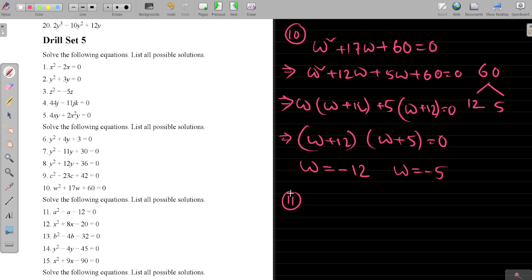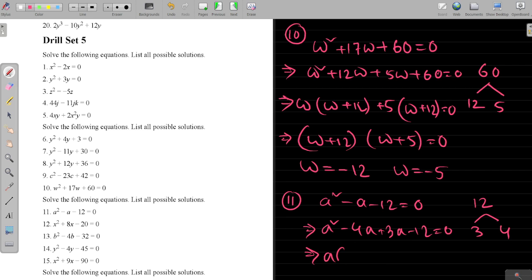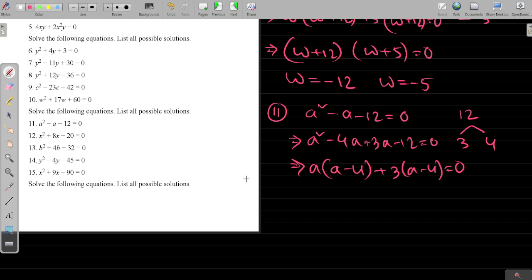I am going to solve number 11: a square minus a minus 12 equals 0. Now this 12 means 3 multiplied by 4. So a square minus 4a plus 3a minus 12 equals 0. If we take a common from here, then the remaining part is a minus 4 equals 0. Now if I take a minus 4 common from both sides, then a plus 3 equals 0. So our a will be 4 and minus 3.